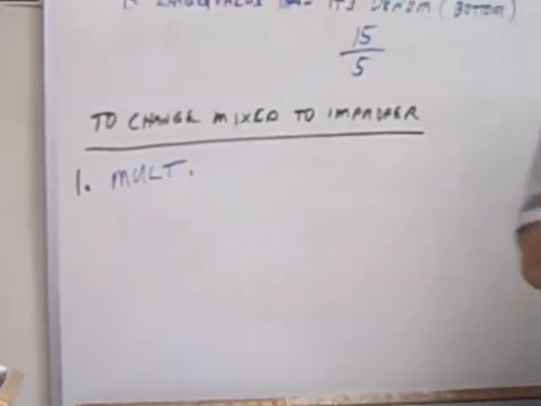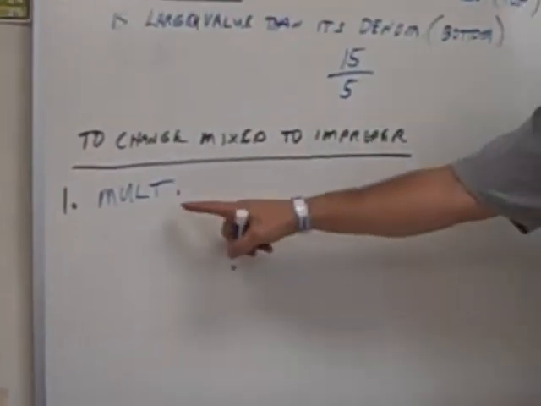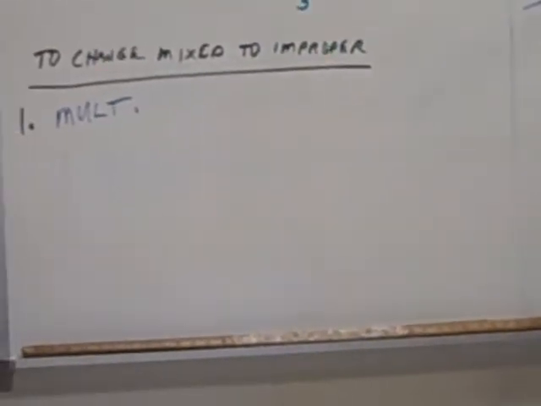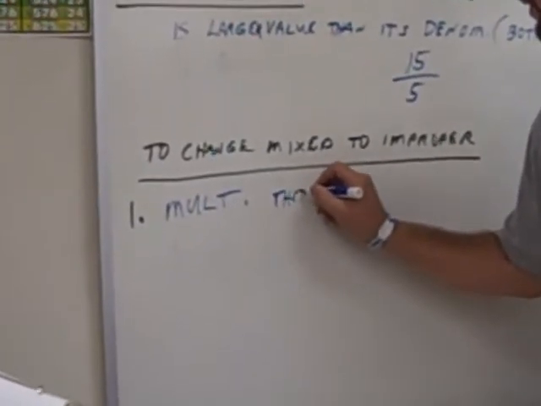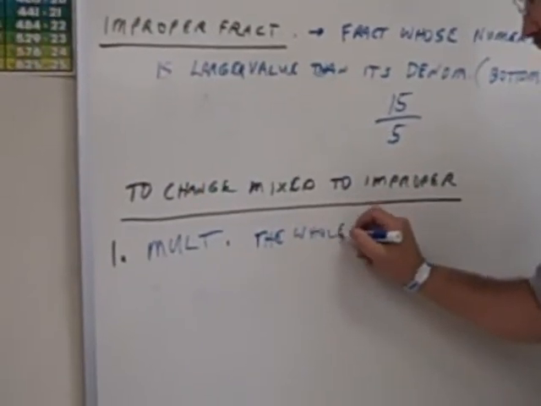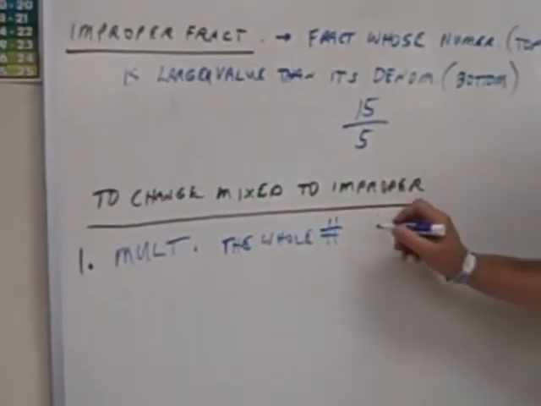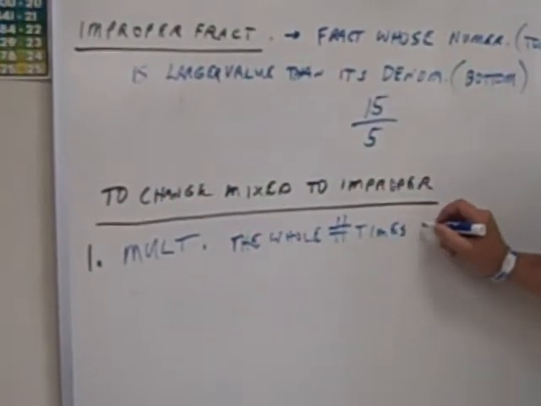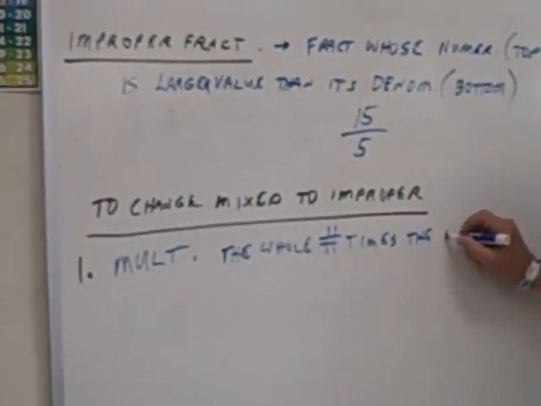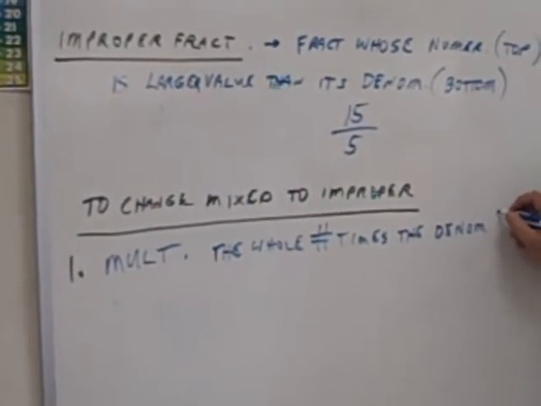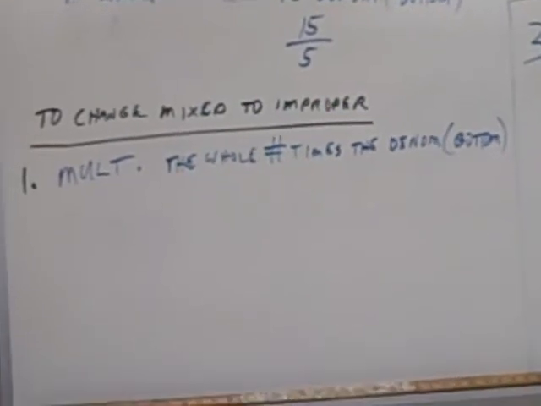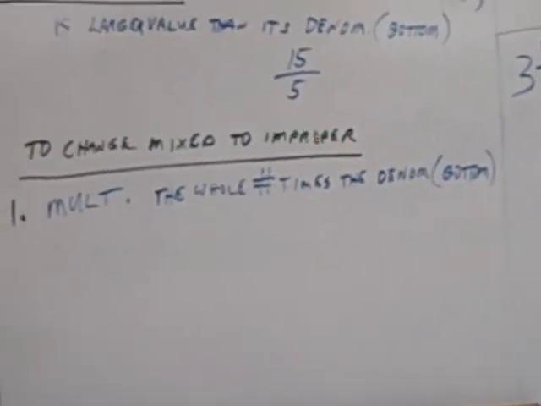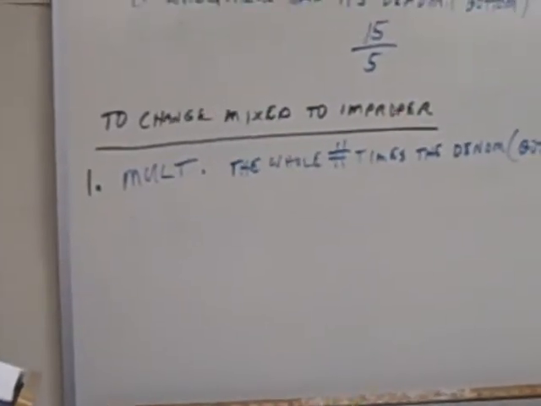Multiply. Now, look what I wrote. Mult. Why did I do that? Yeah, abbreviate, speed up our writing. Mult. Multiply the whole number times the denom, which is the bottom. That's step 1.